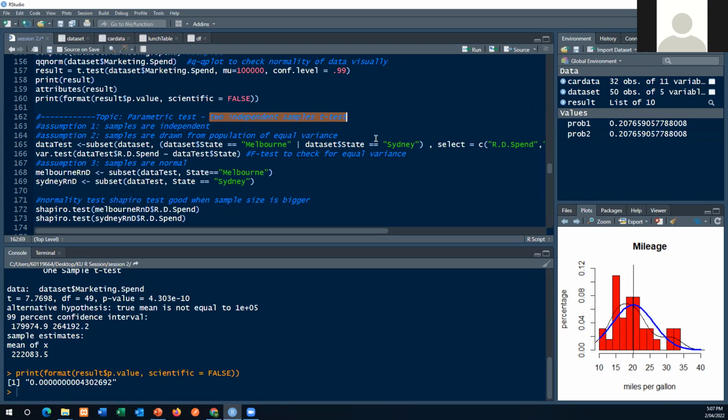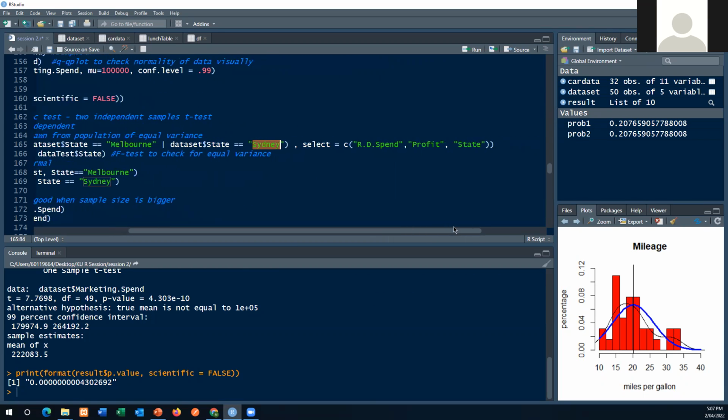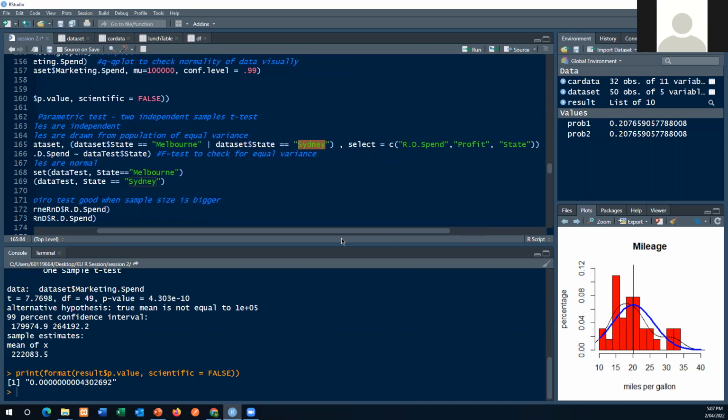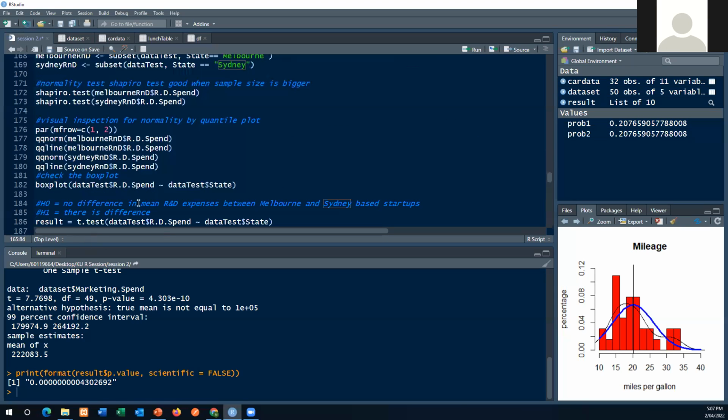And what is our hypothesis in this case? We want to check two things. We are already taking only Melbourne and Sydney, and want to compare the R&D spend and profit as a difference based on the state. So what is the test? First, our null hypothesis is no difference in the mean R&D expense between Melbourne and Sydney based startups. That is our null hypothesis, and the alternate hypothesis is that there is a difference.